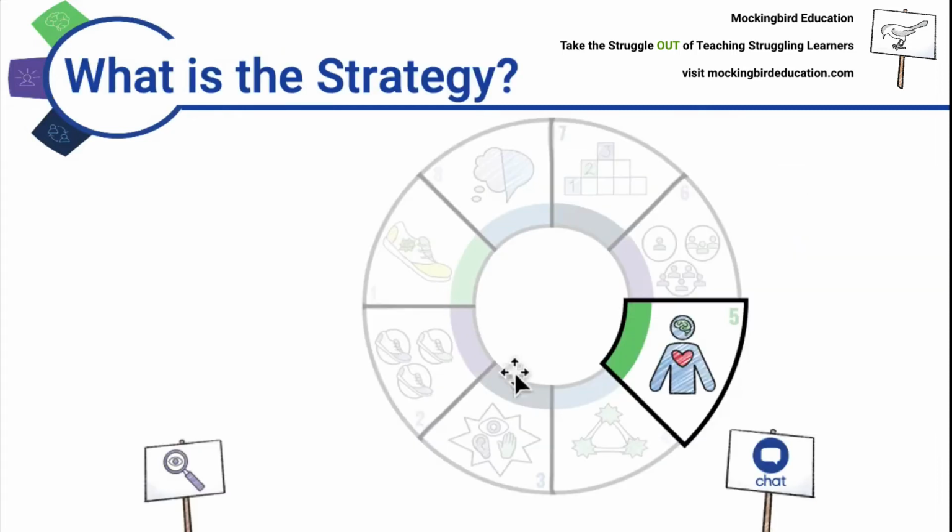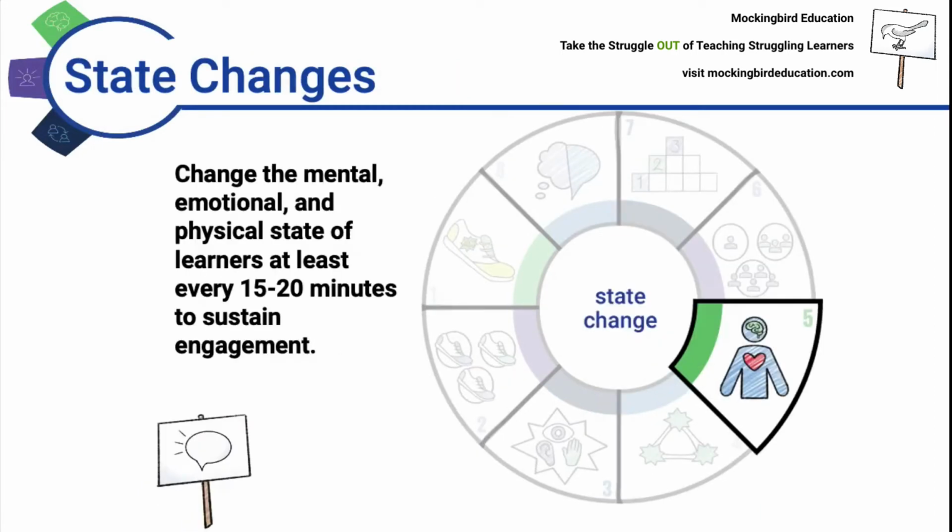Now, let's look at number 5. Number 5 is state changes. It's physical, mental, and emotional state changes.